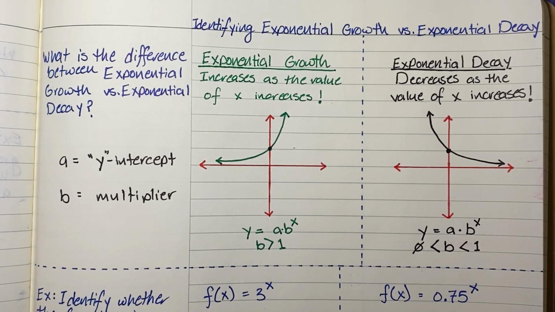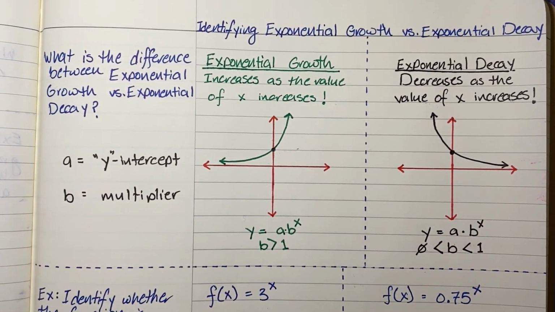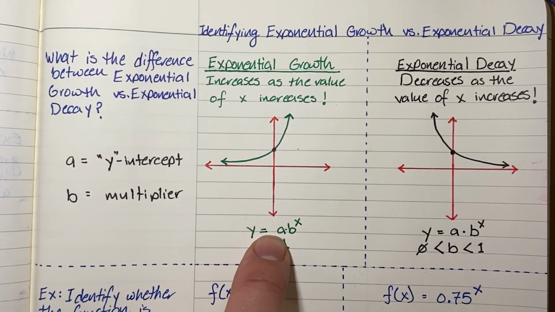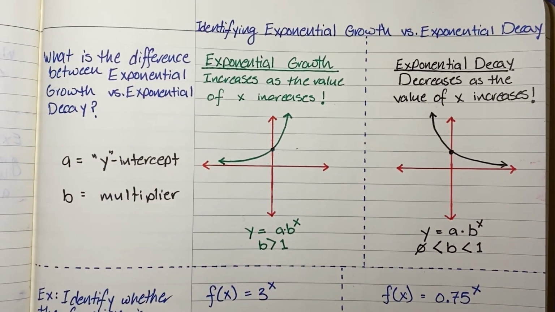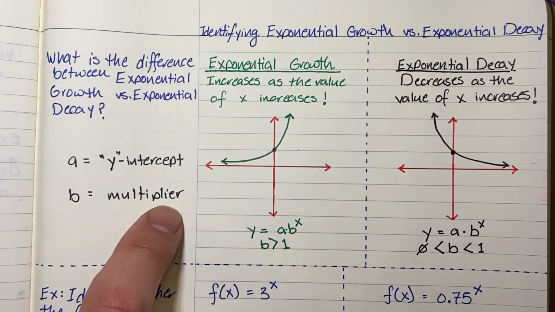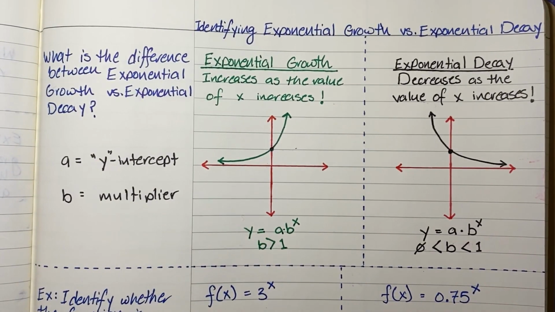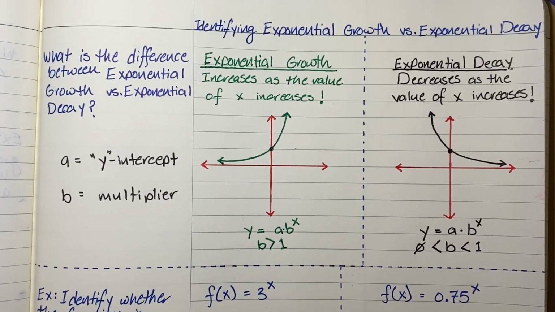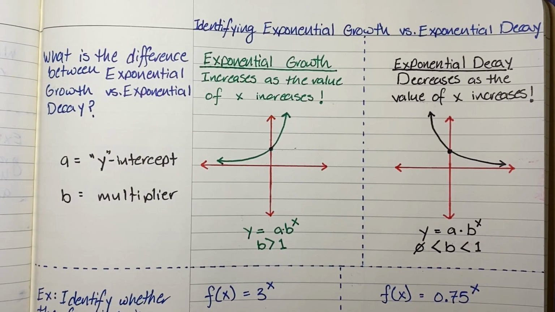As a reminder from last time, the a in an exponential parent function represents the y-intercept. And again, the b represents the multiplier, okay? So whatever that a value is, that's going to be our y-intercept. So let's answer this question. What's the difference between exponential growth and exponential decay?